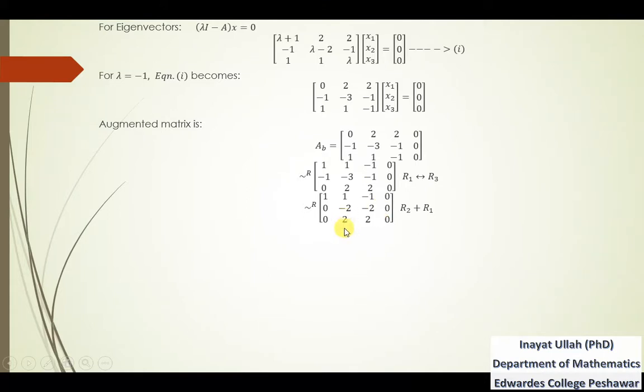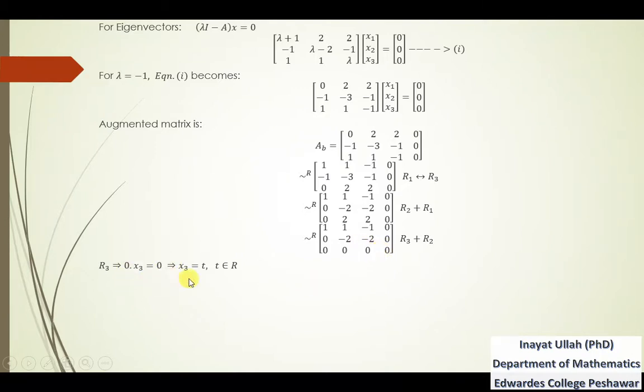Now we need to make this element 0. How could we make this element 0? Row 3 plus row 2. So row 3 plus row 2, 0 plus 0 is 0, 2 plus 2 minus 2 is 0, 2 minus 2 is 0. Now we see that this matrix is now in upper triangular form because all these elements are 0. Now by back substitution, row number 3 implies 0 into x3 is equal to 0.